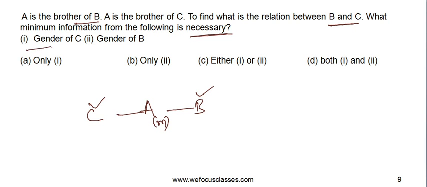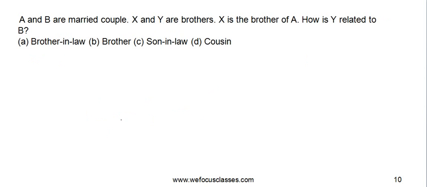So one is given, that is the gender of C. Let us suppose this is female, so you can say that C is sister of B. Then what about B? We can't say. So we need to know about the gender of B also. So we require one relation and two relations. So first statement and second statement, both the things we require. Now go to the next problem.